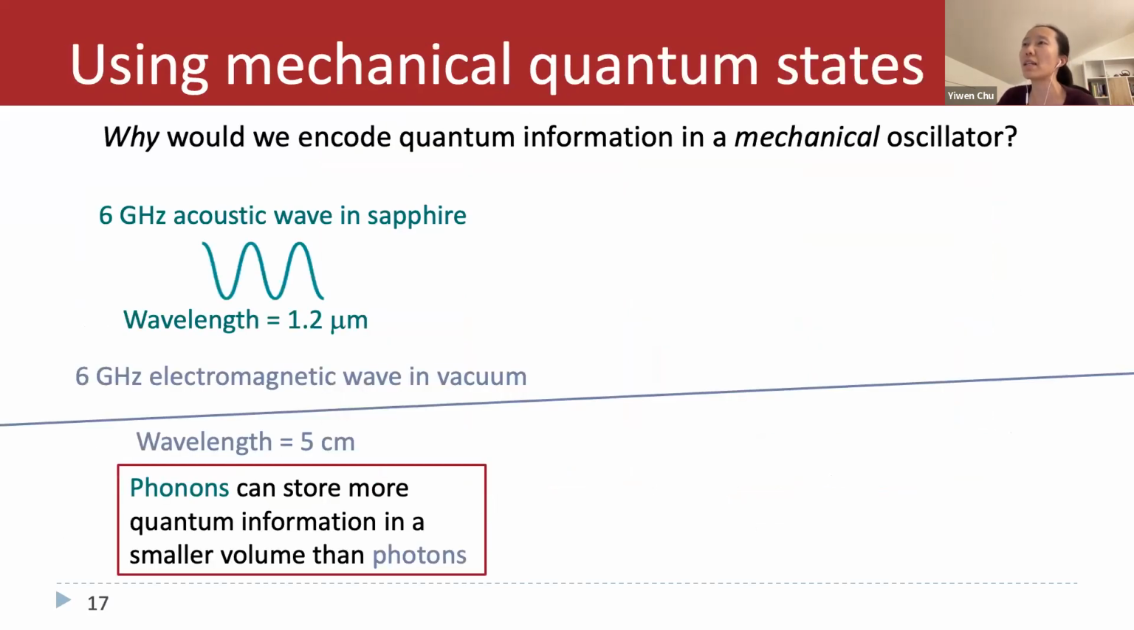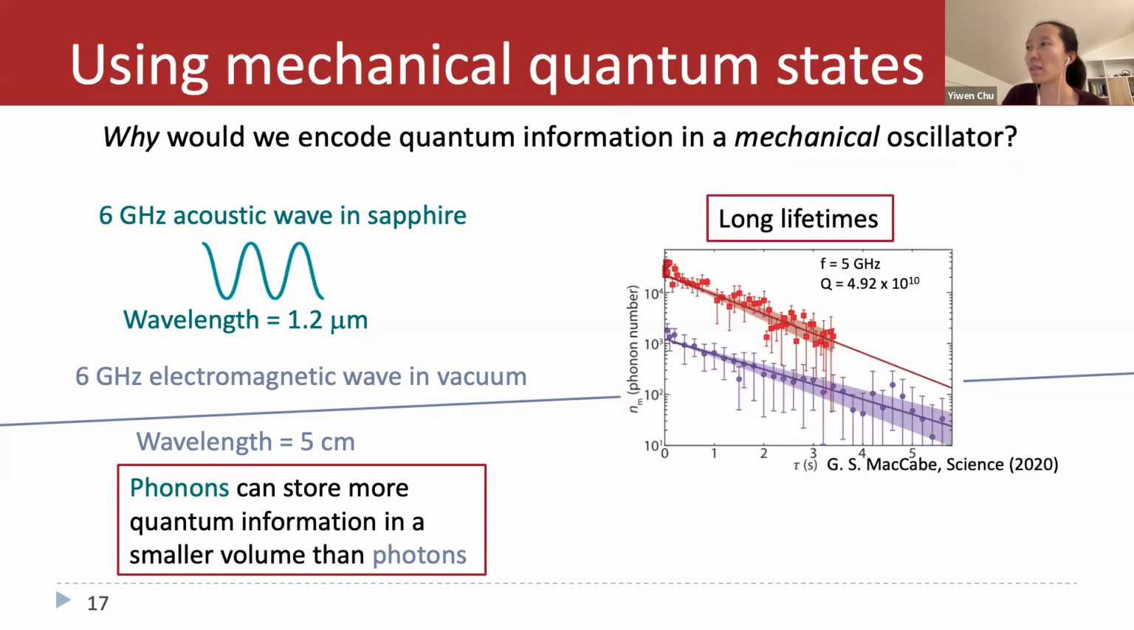Well, it turns out that because the speed of sound is much less than the speed of light, the wavelength of sound is much smaller than that of light at the same frequencies. And what that actually means is that phonons can, in principle, store more information in a smaller volume than photons. People have also shown extremely long lifetimes in mechanical resonators. Here, for example, is an example with seconds-long lifetimes, which are much longer than people have measured in electromagnetic circuits in the quantum regime.